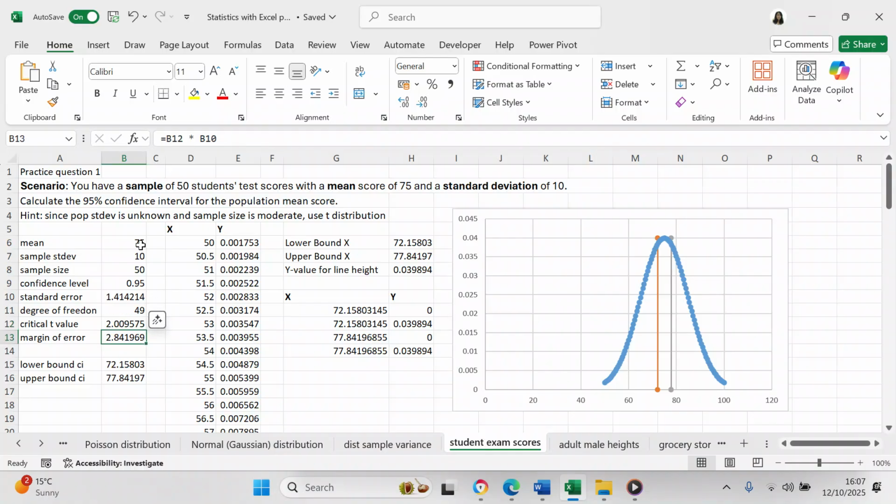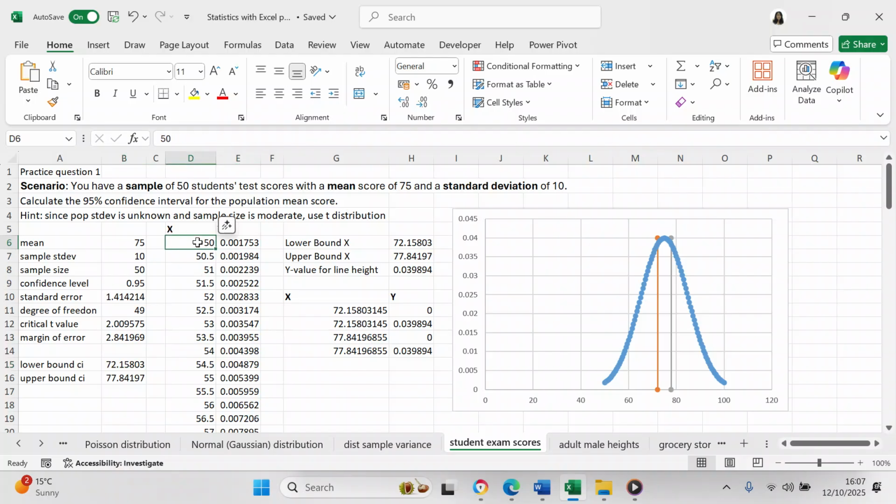Your margin of error is B12, that's your critical t-value, times B10, that's your standard error, so that's 2.84. So your lower bound confidence interval is 72.158, and your upper bound confidence interval is 77.841.